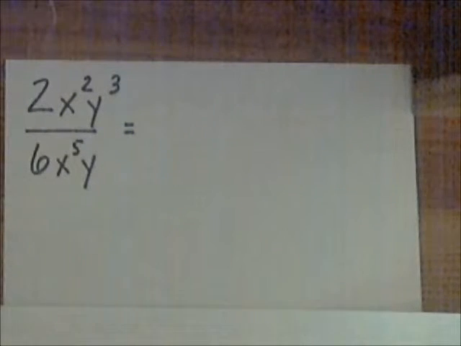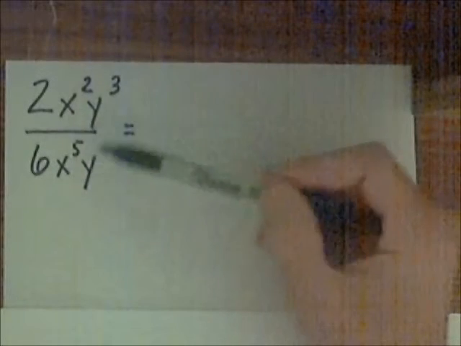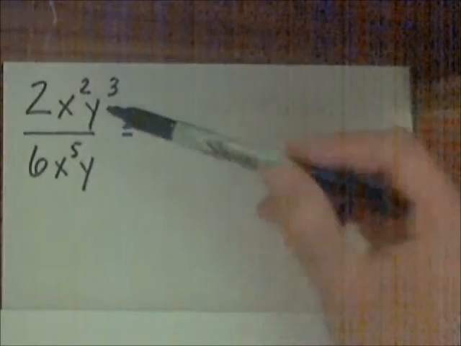And sometimes we're going to have rational expressions which do not require factoring. You don't see any adding or subtracting going on. And here we're going to take a little bit different of a route to simplify this. We've got a coefficient of 2 and 6, and we have both x and y raised to different powers.